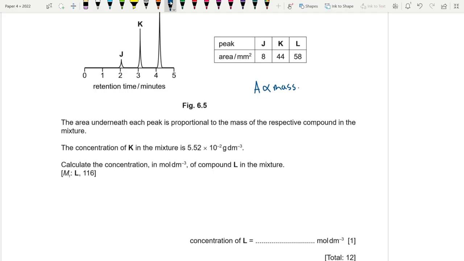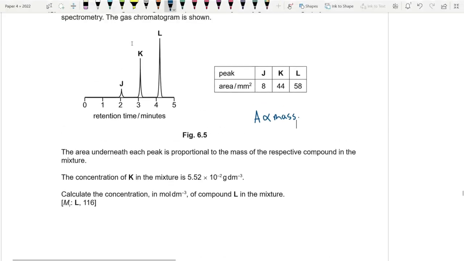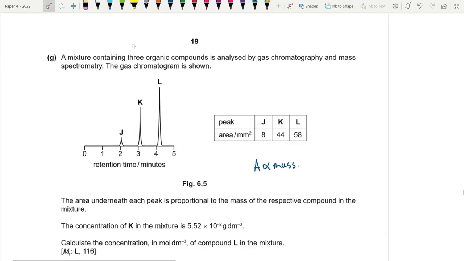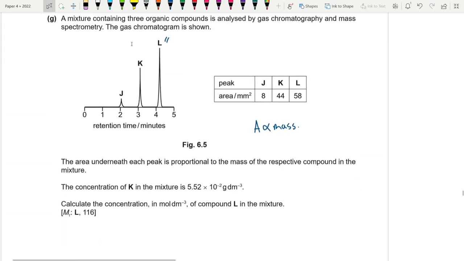So basically, Mr of L is 116. Oh, okay. So this over here, I totally missed this. We need to convert to mole per dm cube later on. So we find it in gram per dm cube followed by conversion to mole per dm cube. That's great. So okay, that's fine. How do we do this?